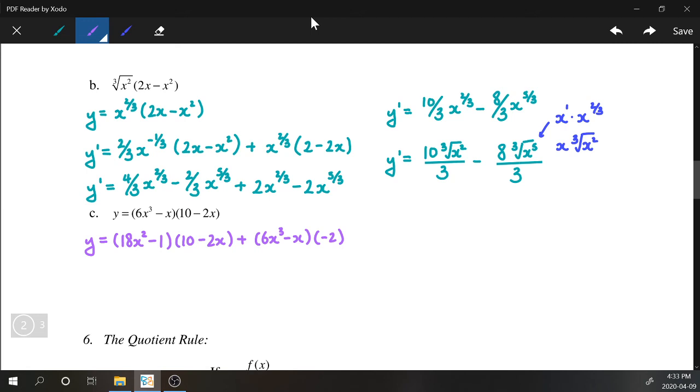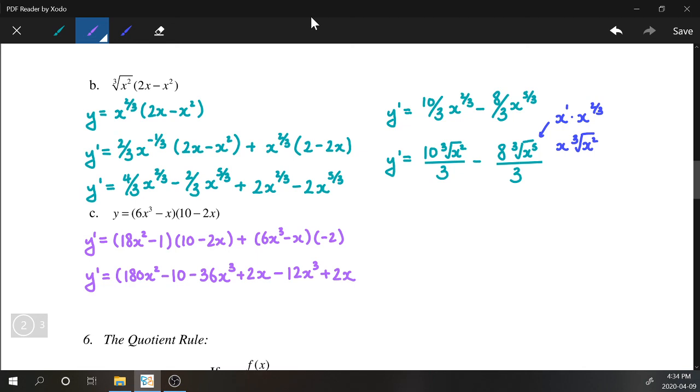So you have -2 there. And then we're going to multiply this out. Oh, so this is y prime. So this will be 180x squared minus 10 minus 36x cubed plus 2x, and then plus 6x cubed. Oh, sorry, I forgot the 2. Haha. That will be minus 12x cubed plus 2x.